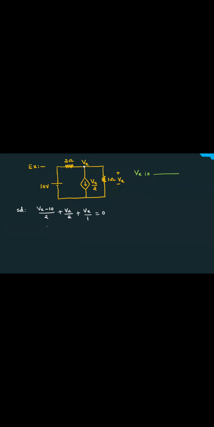This is Vx by 2 minus 5 plus Vx by 2 plus Vx. Vx by 2, Vx by 2, Vx, this is 2Vx. 2Vx equal to 5. Then what is Vx equal to, friends? 5 by 2, this is equal to 2.5. Then the voltage across that 1 ohm resistance is given as Vx. Voltage at this node is also Vx, because it is the same wire. We are getting Vx equal to 2.5 volts. All of you got it? Very simple.